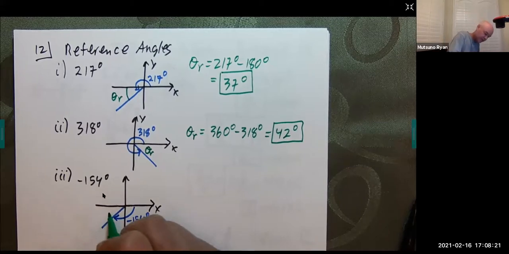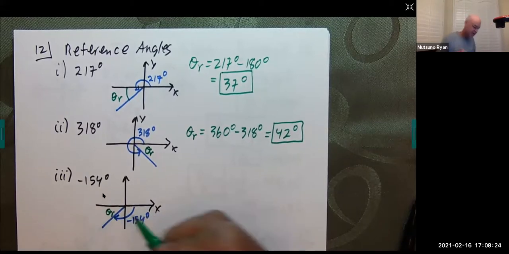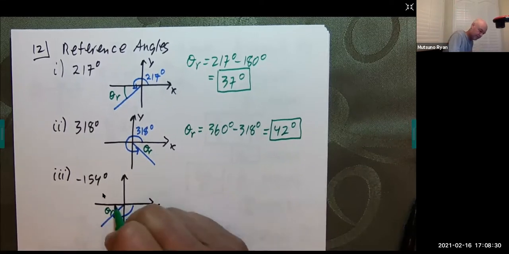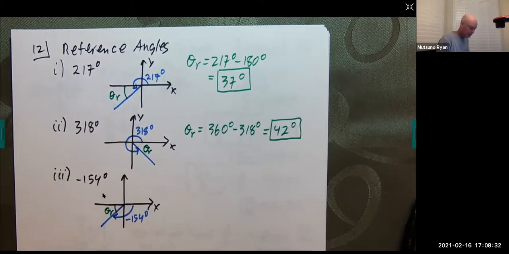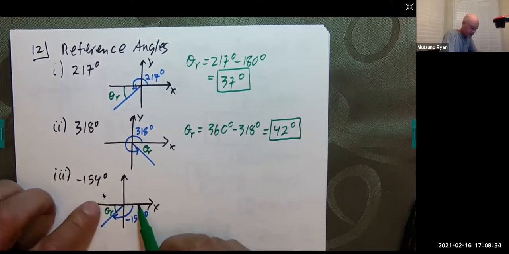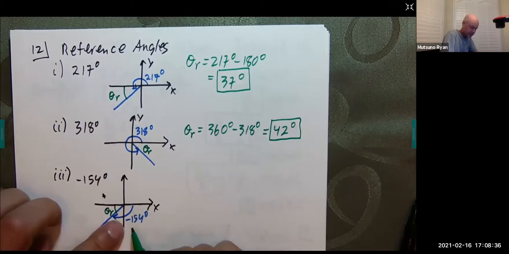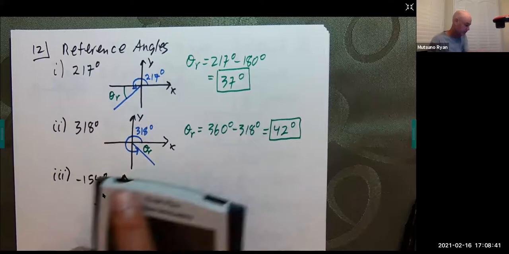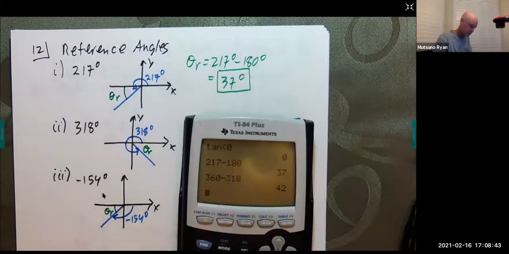I'm looking for this angle. I'm just going to go 180 degrees minus 154 degrees. 180 minus 154. 26 degrees.